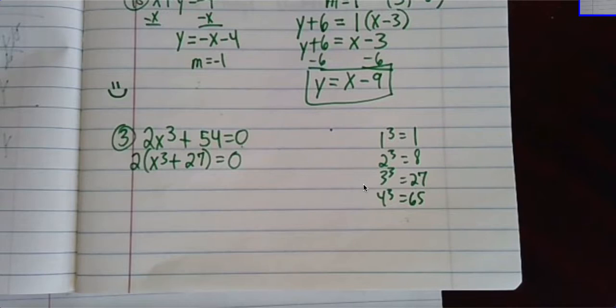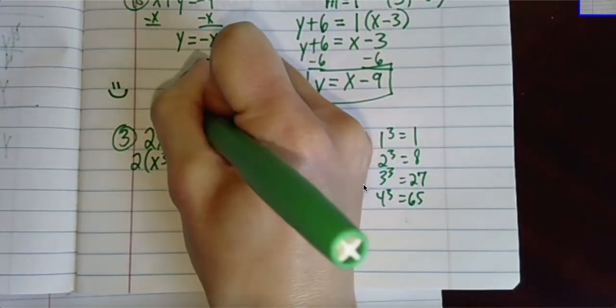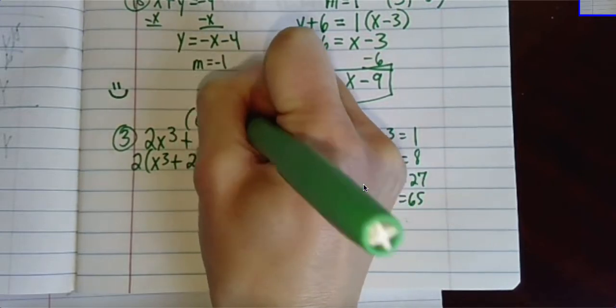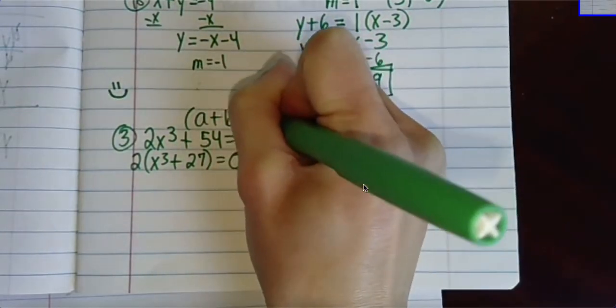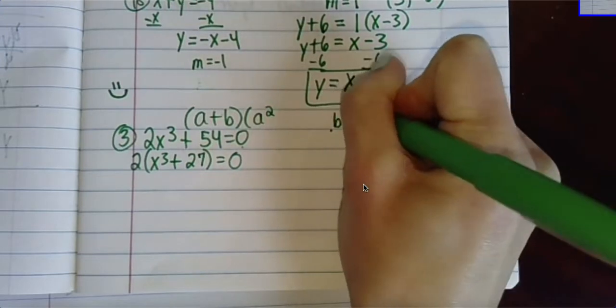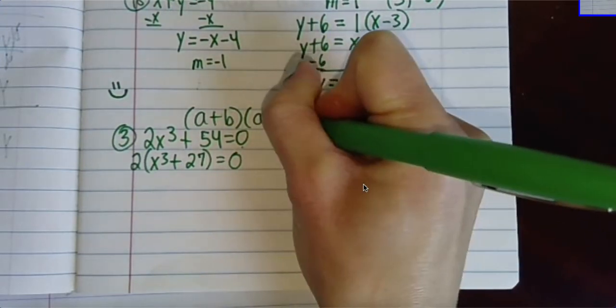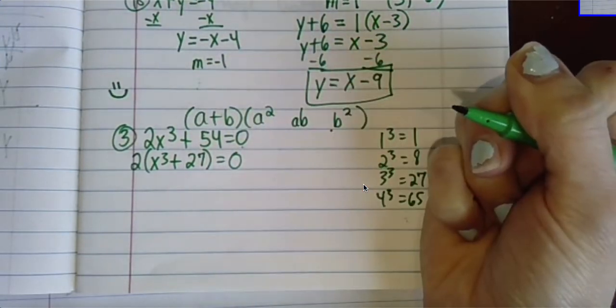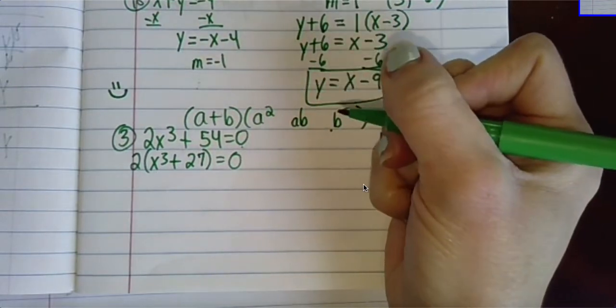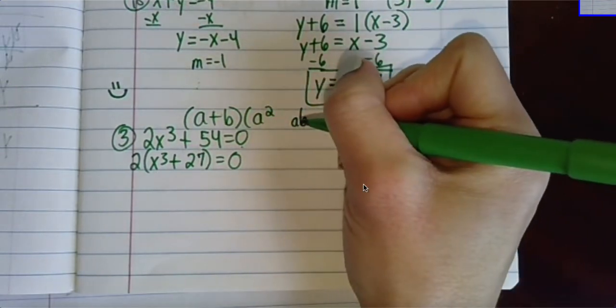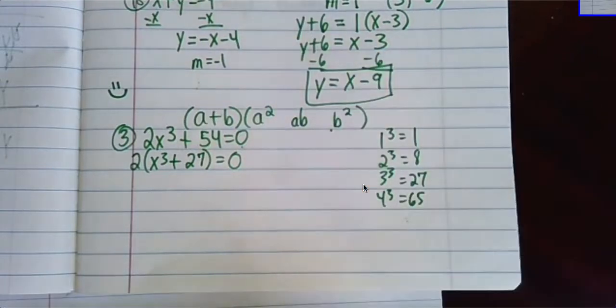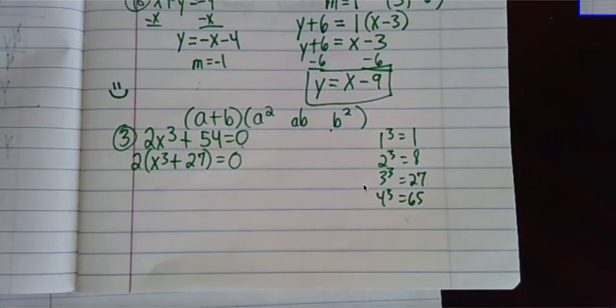Those are perfect cubes. So now I can use my formula. I'll write it up here. It was a plus b, a squared, b squared. A plus b. I think it's minus. Cubed plus b cubed equals a minus b, and then a squared plus ab plus b squared. I'm pretty sure there's a minus between the a squared. I just want to make sure I do my minus sign and plus sign right.